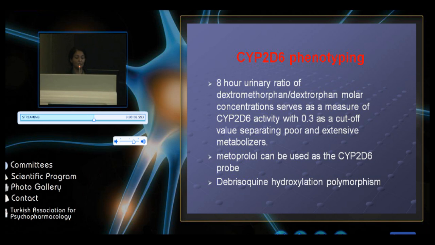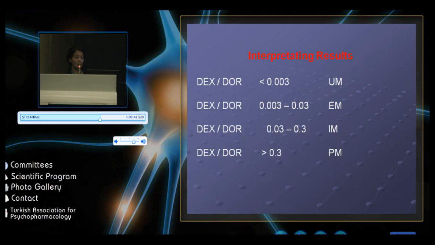and we have a cutoff value separating poor and extensive metabolizers. This is 0.3. And debrisoquine is also checked in terms of hydroxylation. And in metabolization, we do not have very distinct characteristics. And 2D6 is induced in debrisoquine. That is why the inhibition is still there. Therefore, we use mostly dextromethorphan instead of debrisoquine.